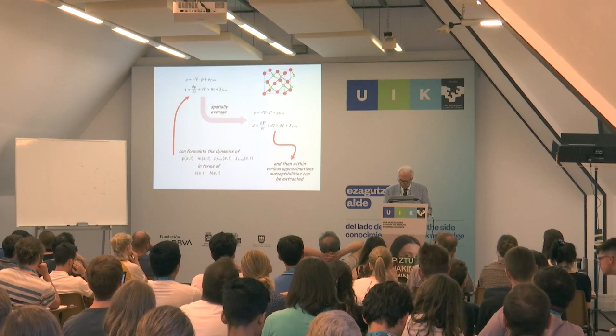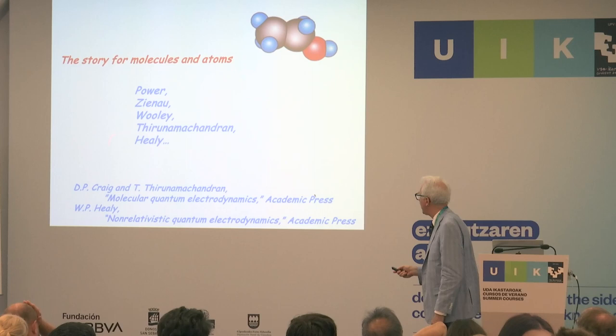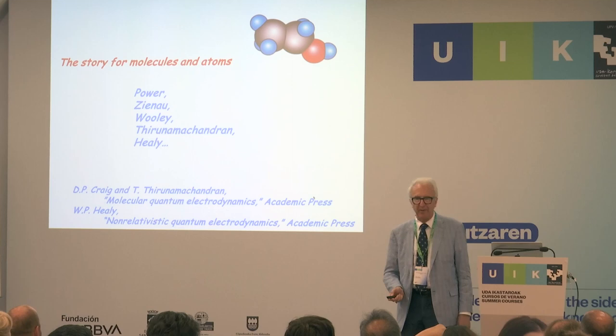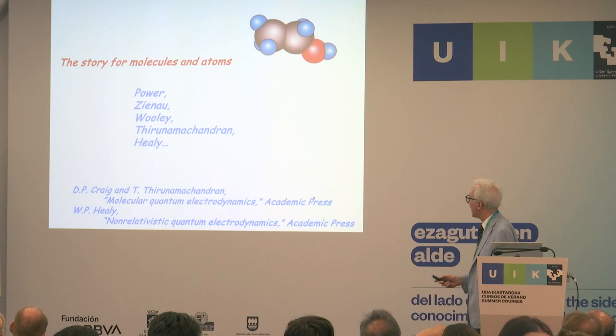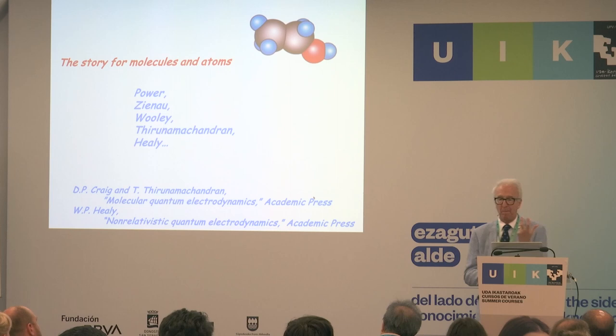Okay, but to start, let me just remind you how it works for atoms and molecules. And as I say, there's a large body of work on this. I find the most useful author on this is Healy, but different people have their preferences. I've given you a couple of references here. This has been worked on since the 1950s and even before then. So, how does one introduce a microscopic polarization and magnetization field for an atom or a molecule? Let me begin by illustrating for an atom.